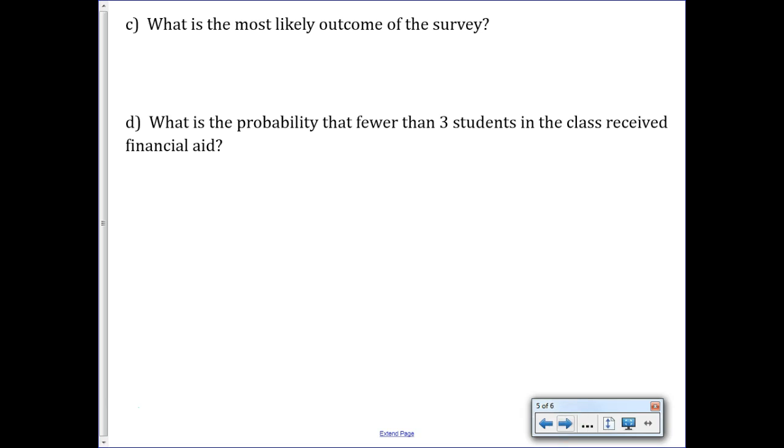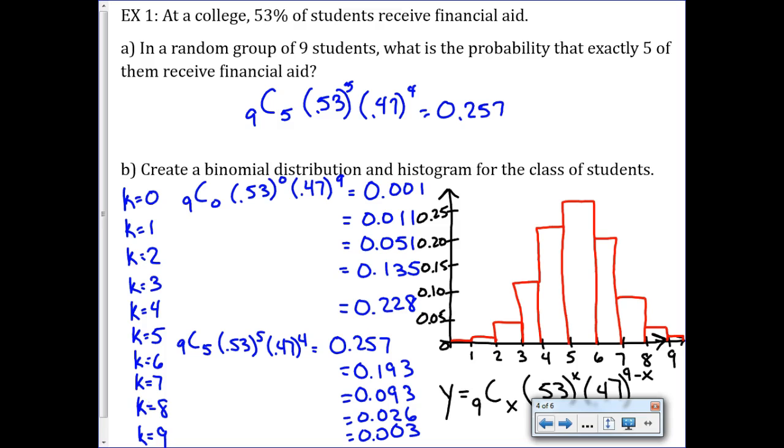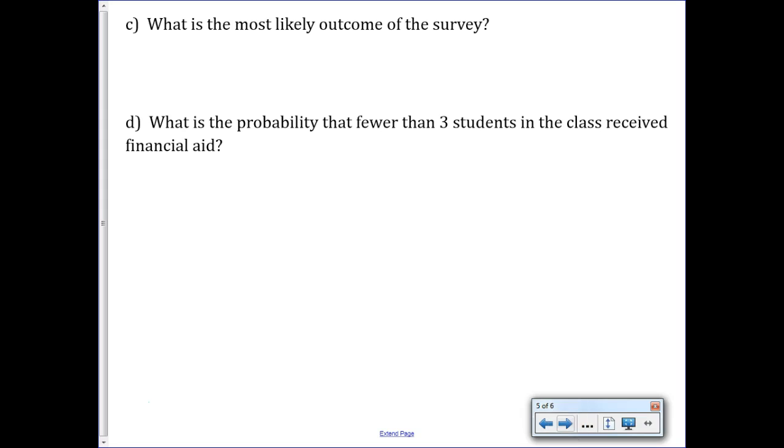So then, this is still part of the same question. It says, what is the most likely outcome of the survey? If you look at your histogram, it's easy to see our highest bar is at 5, and that's our biggest number there. So the most likely outcome would be 5 students receiving financial aid.